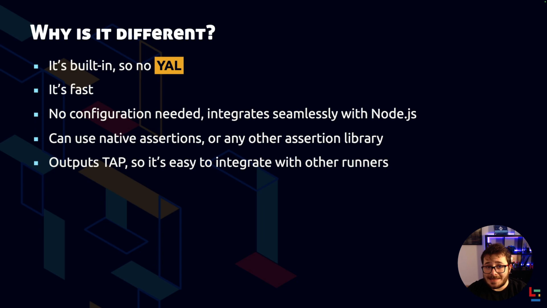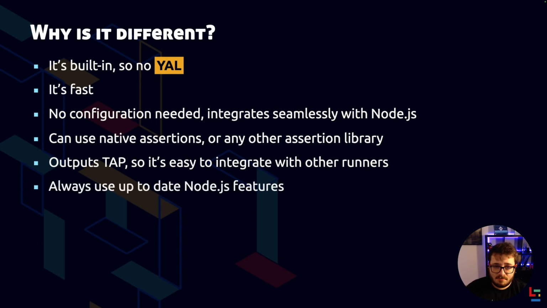It outputs TAP, which is the Test Anything Protocol. And it's a protocol to test anything. So you can integrate with other runners or even other parsers. So basically you can read your code and integrate with code coverage tools and things like that. This is not actually very different from the other ones because some of them also do the same. But this one is native and you can implement it naturally.